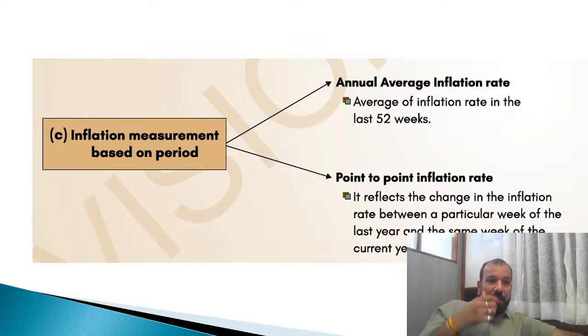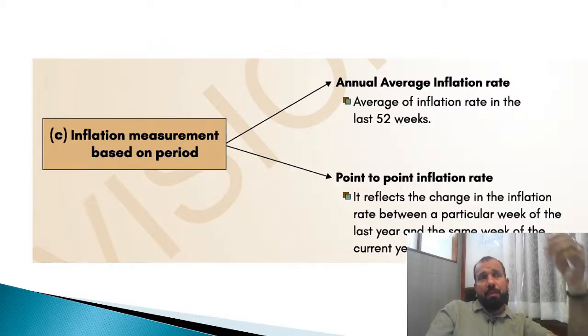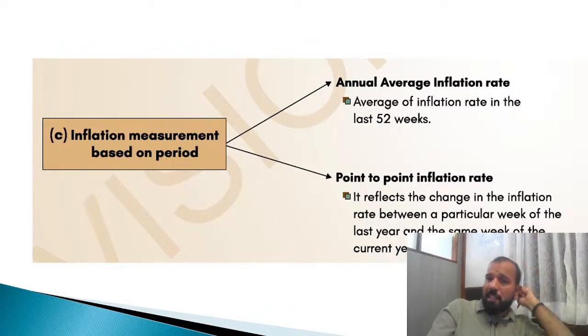So inflation measurement, based on that, there are two periods: annual average inflation rate, the average of the inflation rate in the last 52 weeks, and point to point inflation rate. For point to point inflation rate, suppose today we are in May, on 9th or 10th of May. Our financial year started from April 1st, so probably we are in the 6th week of financial year 25-26. So point to point inflation rate, we just need to understand.